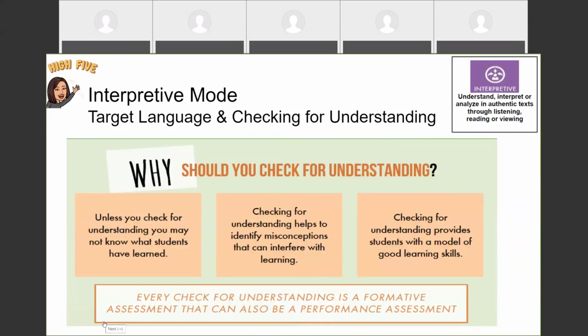And in the interpretive mode, we understand that that requires you to check that your students are understanding the input that they are receiving. Otherwise, you will not know what they understand or what they have learned. And as you are checking for understanding, you're conducting a formative assessment that can be used as a performance assessment. Either way, both can be used to inform future lessons and what other content might need extra attention.